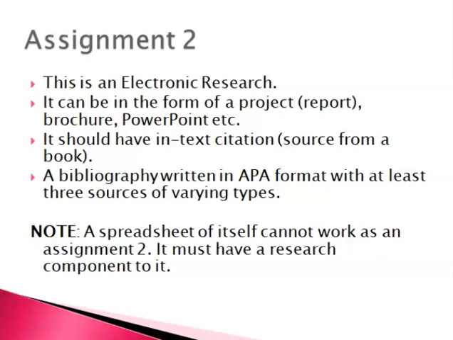Right? Maybe 2, 3, but I say 3. Alright? 3 sources of varying types. What do I mean by varying types? So you need to have a book source and you need to have online sources as well. Alright? And if there's anything else, maybe you get a newspaper article or something, you quote that as well. But varying types of sources.